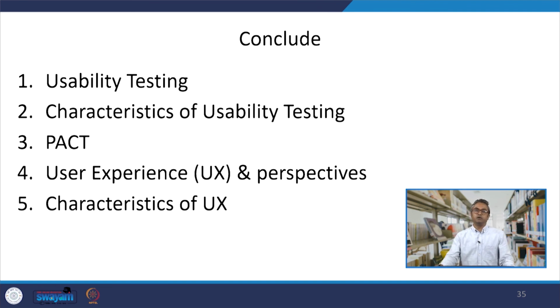To conclude this lecture, we understood the usability characteristics. We talked about memorability, error, satisfaction. We also talked about usability testing, why it is important and how it can be performed and tested, and the usability testing characteristics here. We also talked about PACT: people, activities, context, technology, how these four components integrate, and this PACT model is giving us an insight.